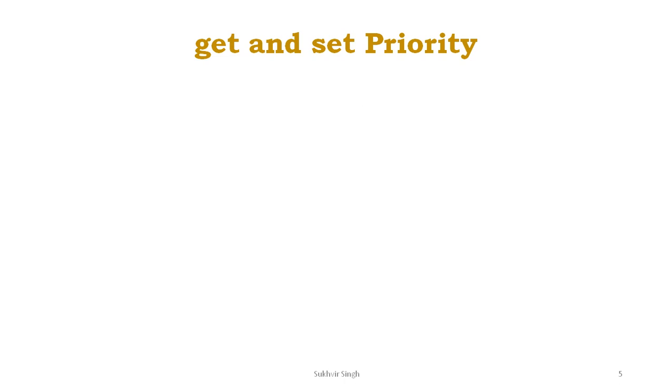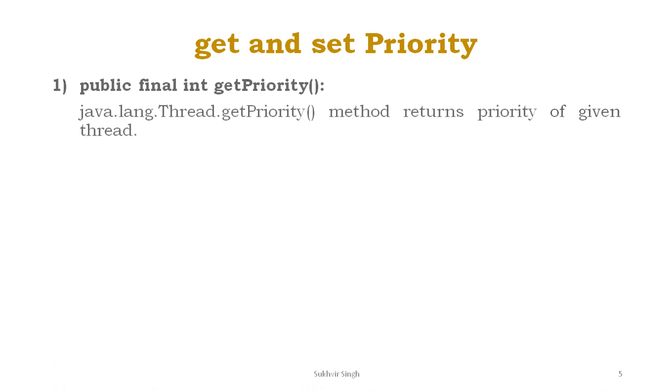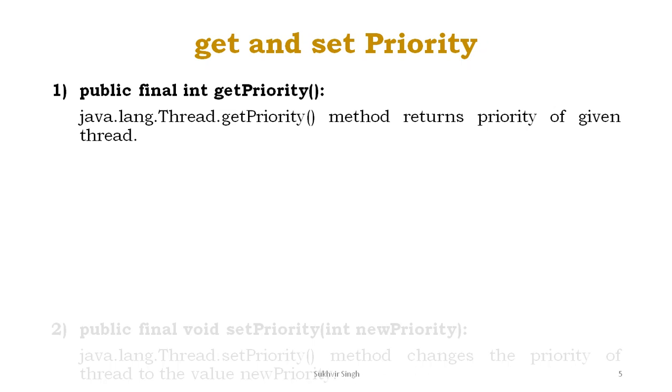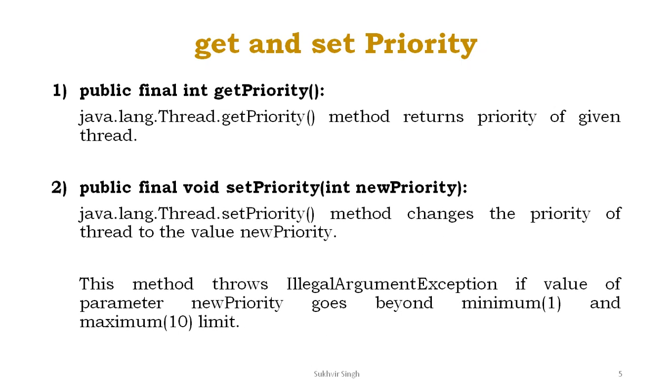Next, the most important content is get and set priority. What is the meaning of getPriority? The method returns the priority of the given thread. Basically, we can print out the priority by using getPriority. And with the help of setPriority, you can set the priority of the thread between 1 and 10.